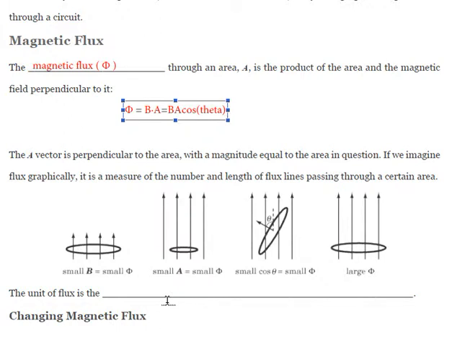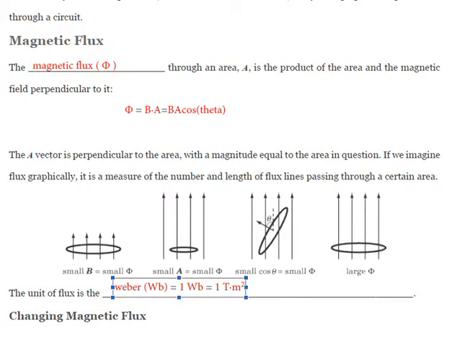The unit of flux that we'll use here is the Weber, which you will just see simplified as Wb. So 1 Weber is equal to 1, our unit for magnetic field is Tesla, and our unit for area is meter squared. So 1 Weber is the same thing as 1 Tesla times meter squared.